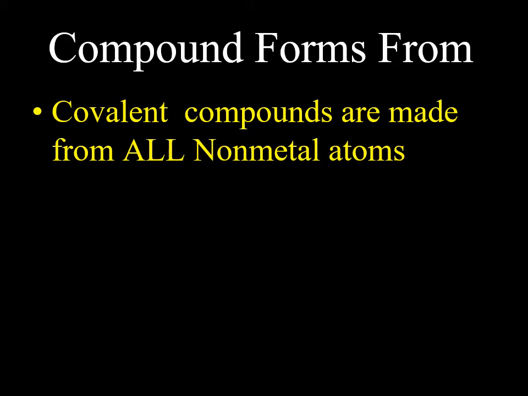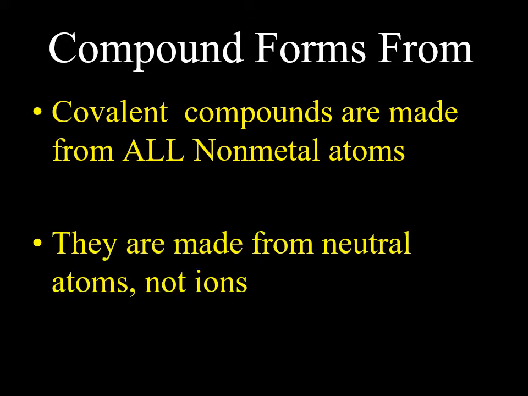Covalent compounds form from all nonmetal atoms. So ionic was metal and nonmetal, but covalent, all nonmetal. And they're made from neutral atoms, not from ions. No one's getting a charge here because we're not transferring electrons, we're just sharing.